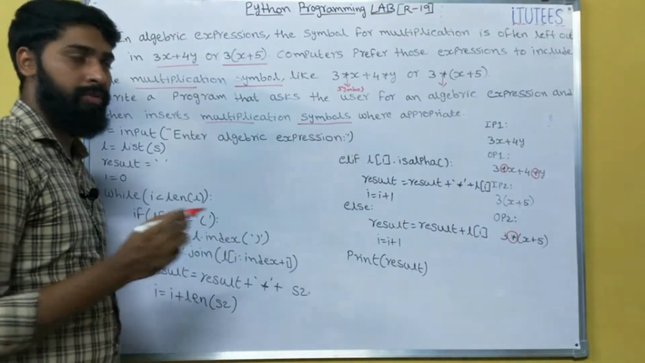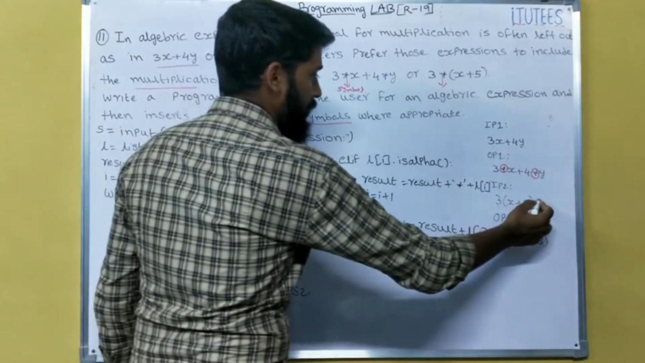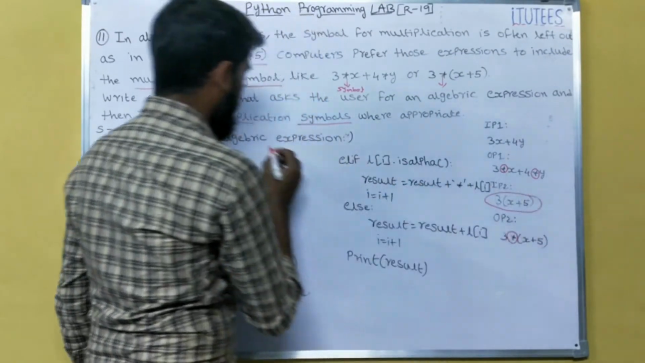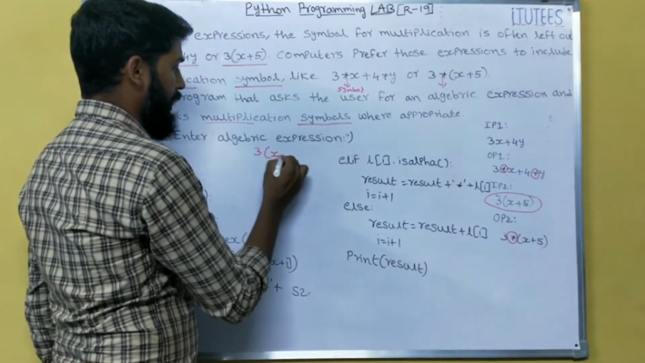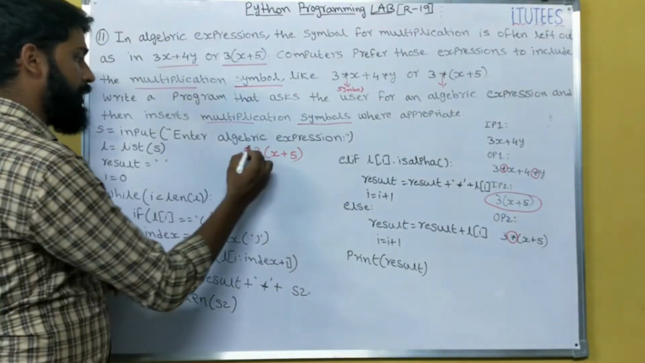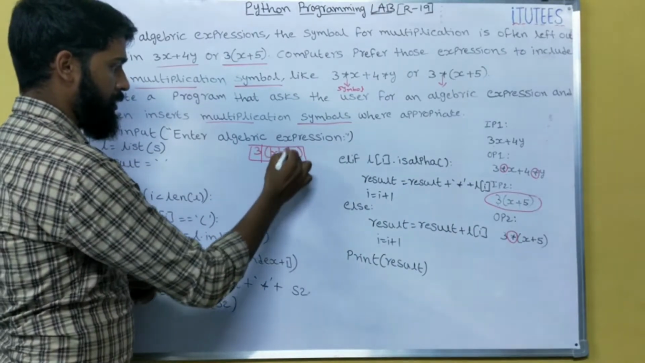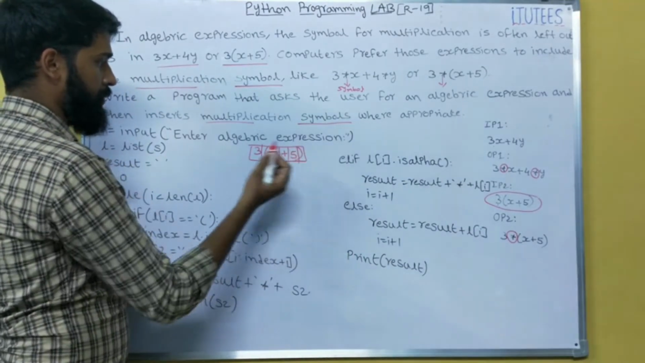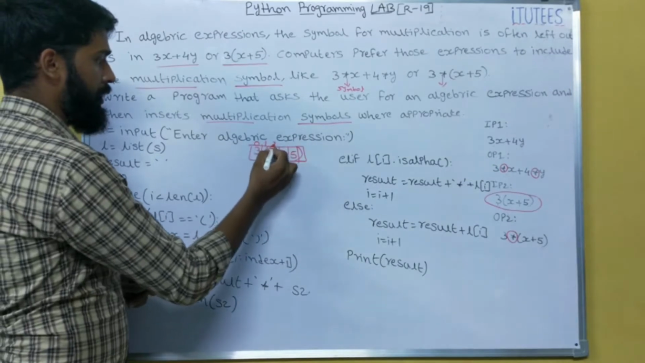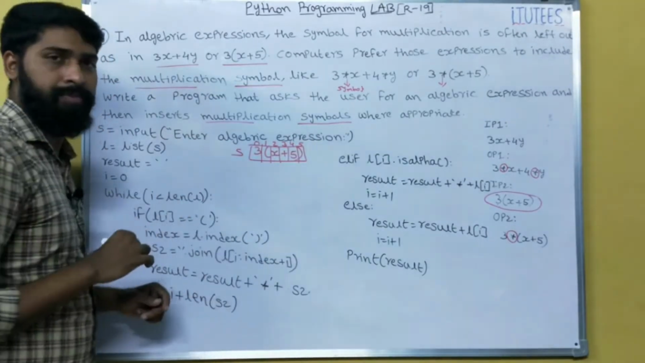S equals input. For example, in this case we are going to take this as input: 3(x plus 5). So that is stored in S. That means this is the S. The indexes start at 0, 1, 2, 3, 4, 5. So this is the S.